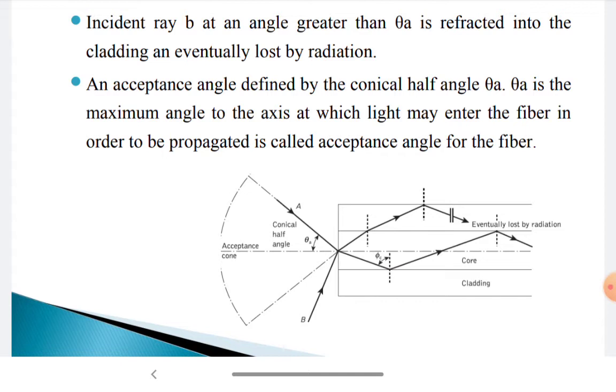Now see this: when the rays are inside this acceptance angle, under the critical angle, suppose this ray, ray A, that ray will remain inside the core. It will be reflected back inside the core and again reflected back, so it will remain inside the core.